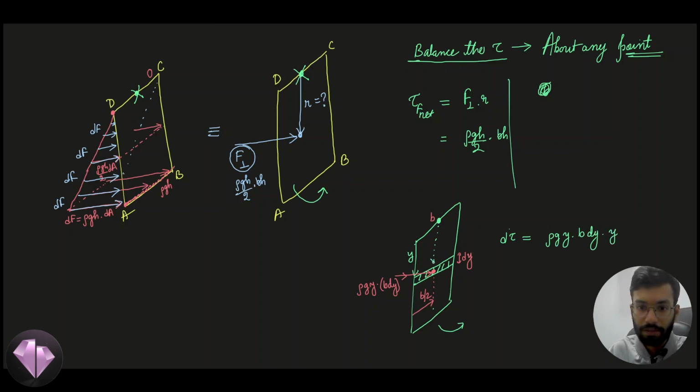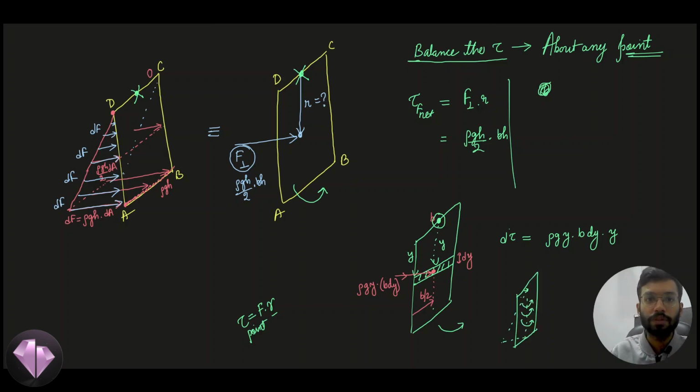This is my length y. So what is torque? Torque is nothing but F into R, right? The force into the distance, we're calculating tau. This is torque about a single point, right? So we're calculating torque about this point. So the force into the length. This is d tau.